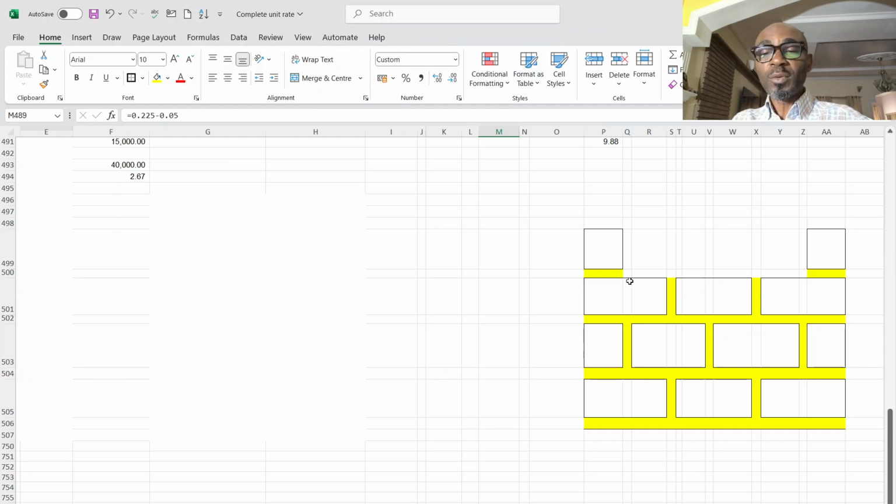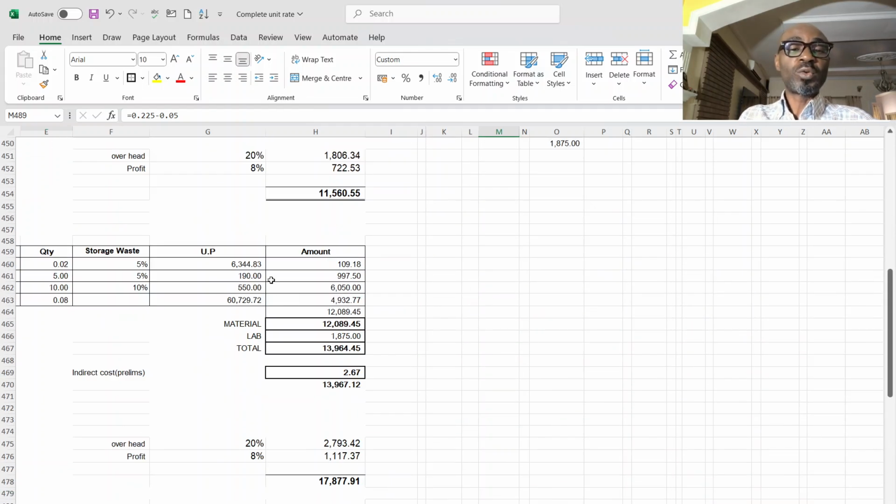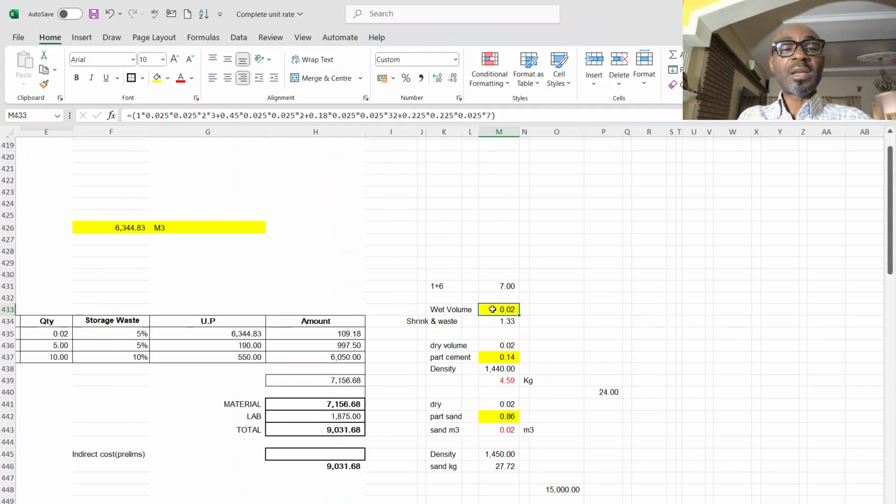So if you sum, no, guys, sorry, there's no mortar up here. You say you have 1, 2, 1, 2, 1, 2, 1, 2, 1, 2. By the time you count all, you get about 32. And if you click here, you see I have 1 meter by 0.025 by 0.025 by 2, which is the 2 longer ones, 1 meter by 3, plus the upper ones, the 2 half blocks on top, 450 by 0.025 by 0.